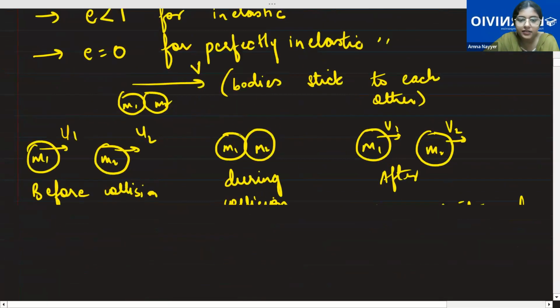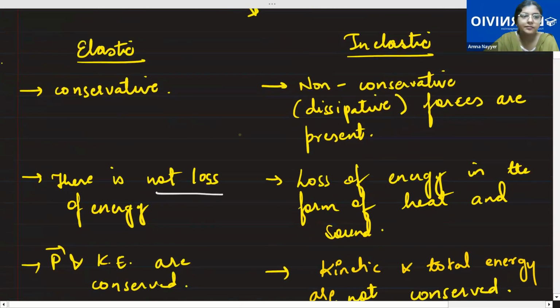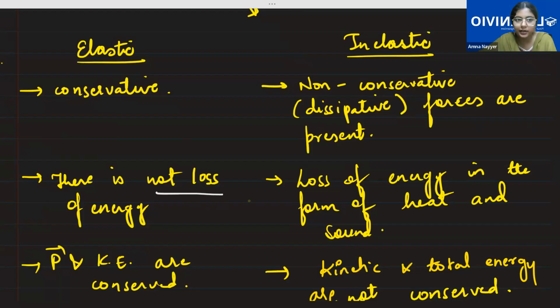Write down the differences, then we'll come to the coefficient of restitution. Make it in a tabular form, write it a little properly, even better than me, because this comes in the exam to write. And remember this as well.